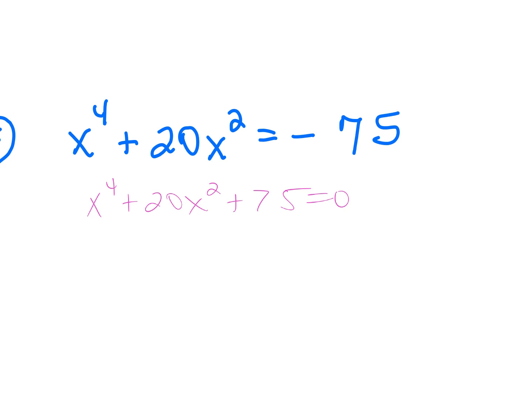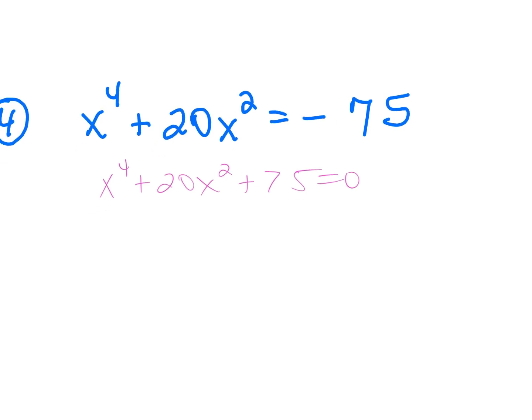All right, first thing we look for is a GCF. We don't have one. But this is a trinomial. Let's see if we can factor this. What times what would give me x to the 4th? Okay, x squared. Now I'm trying to find factors of 75 that add to 20. So I have 1 and 75. That's not going to add to give me 20. 3 and 25. That's not going to work.